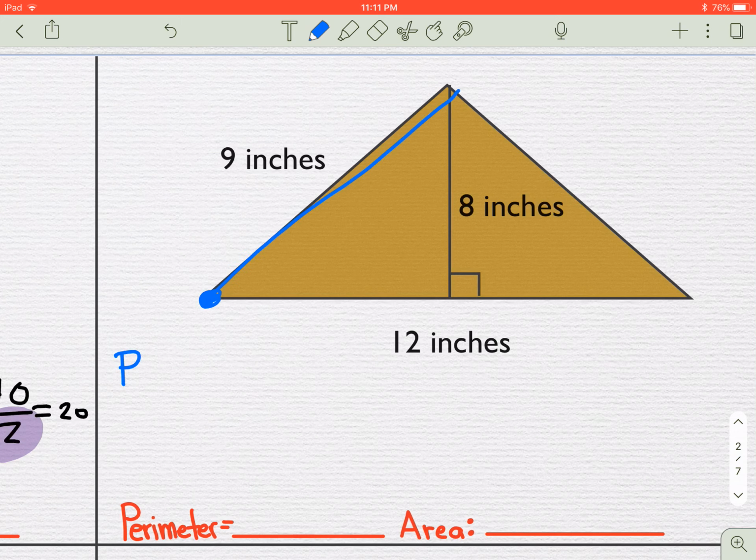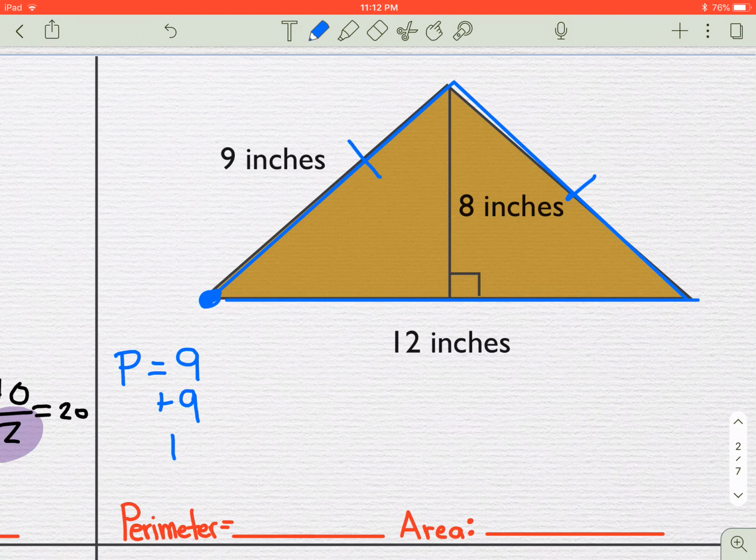So from there to there is 9. So I would take 9, I would add that to this little hash marks to say those are the same. 9 and back to there, which would be 12. That'd be 18, 20. Carry my 2. It would have a perimeter of just 30 inches.